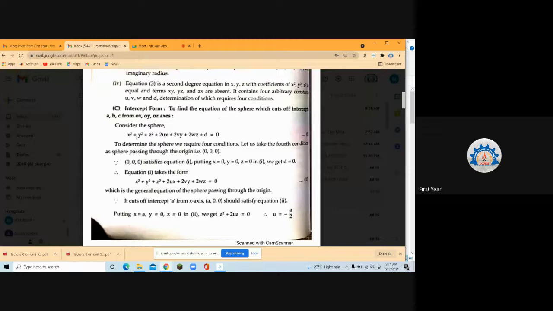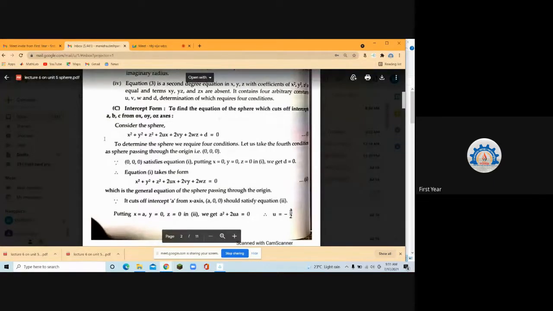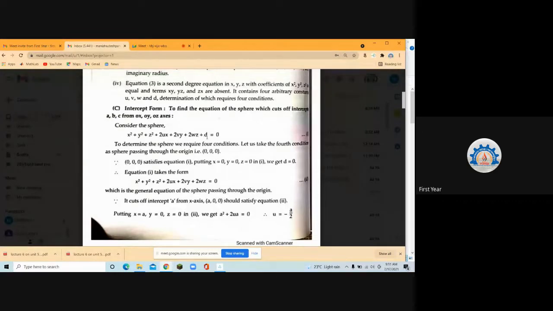Because when I put x is equal to 0, y is equal to 0, z is equal to 0, all the first 6 terms will vanish and only d will remain. So that will give me d is equal to 0. So now your equation reduces to x square plus y square plus z square plus 2ux plus 2vy plus 2wz is equal to 0. Okay.